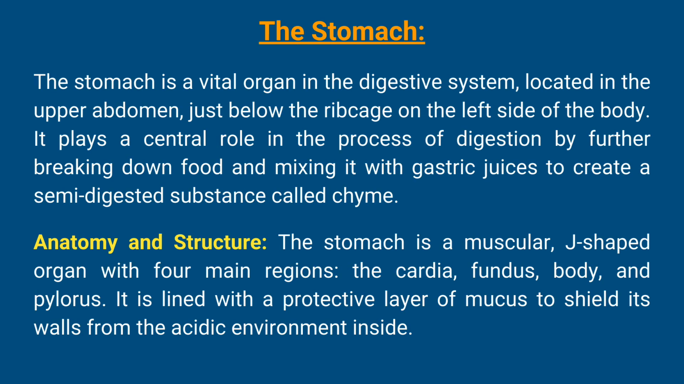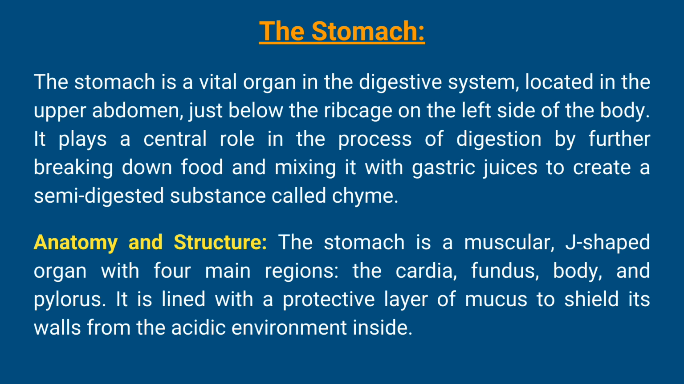The stomach. The stomach is a vital organ in the digestive system, located in the upper abdomen, just below the rib cage on the left side of the body. It plays a central role in the process of digestion by further breaking down food and mixing it with gastric juices to create a semi-digested substance called chyme.